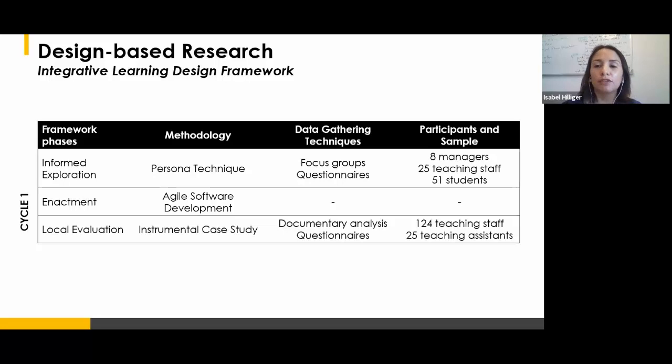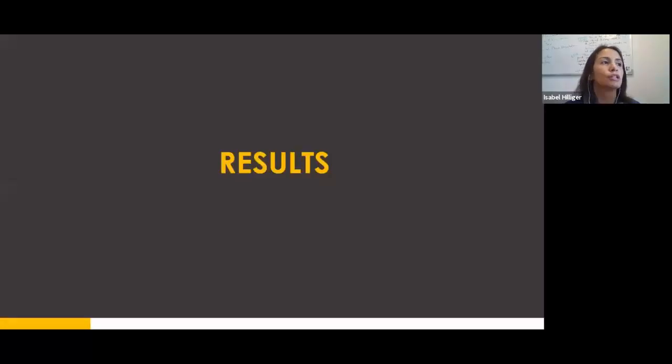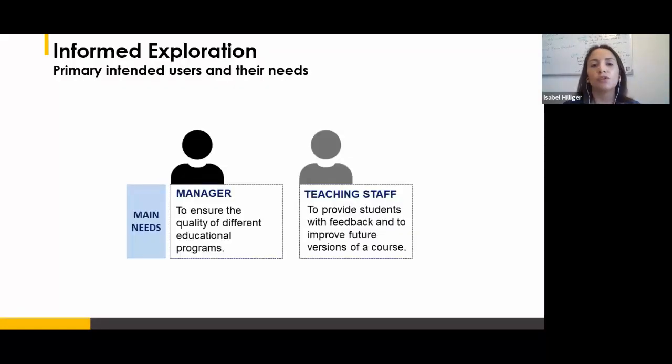Having explained this, I'm going to go deeper into the details and share my results in the next slides. Regarding this first phase of informed exploration, we identified managers and teaching staff as primary users.